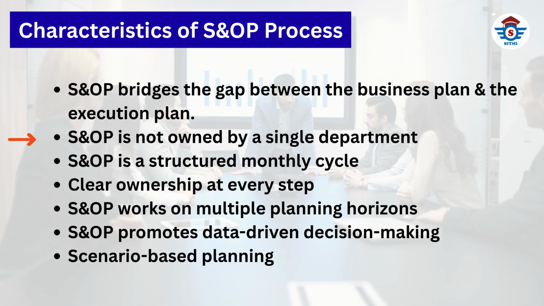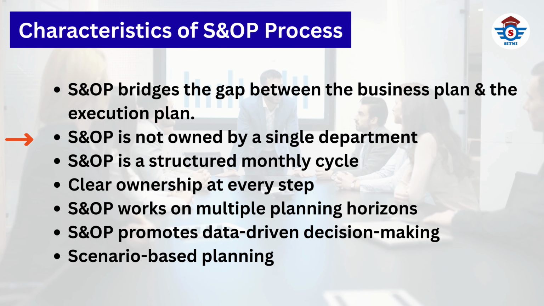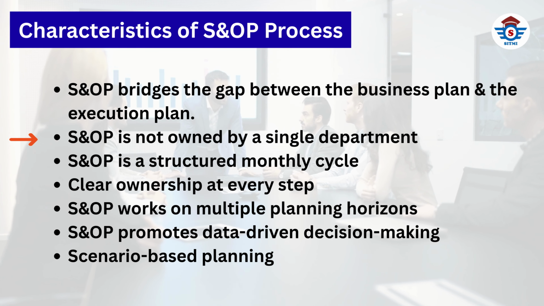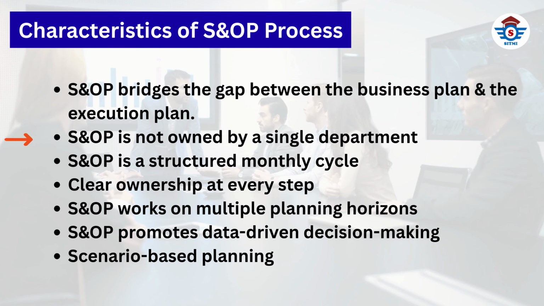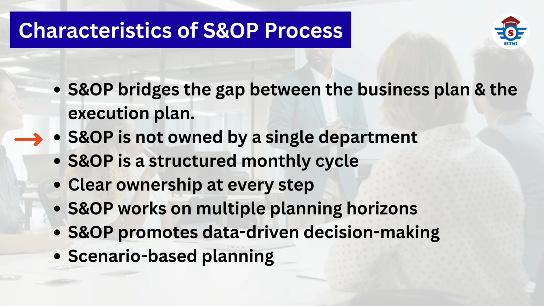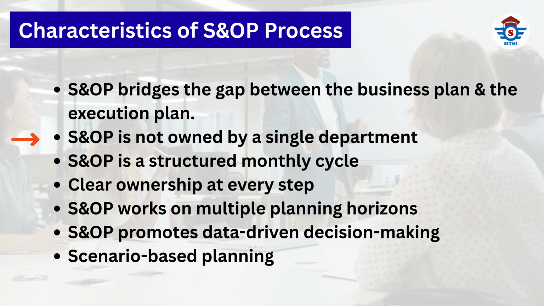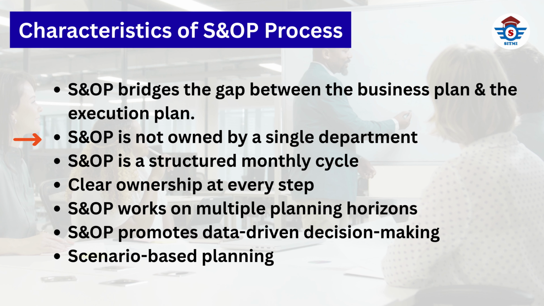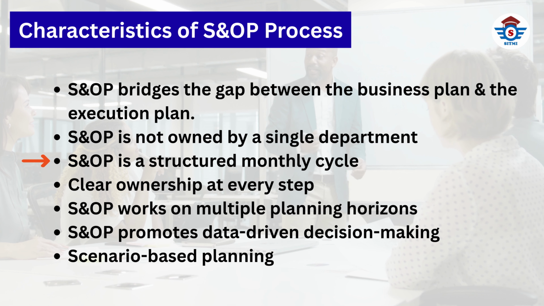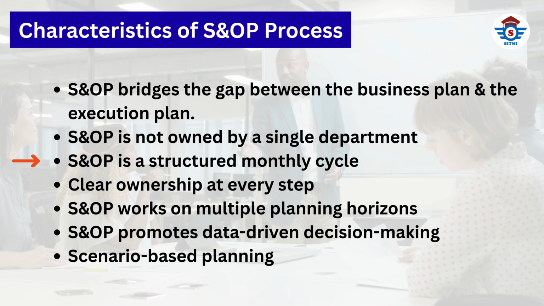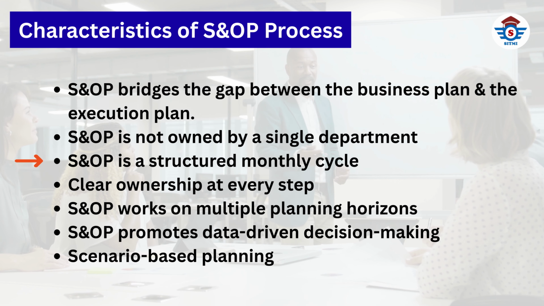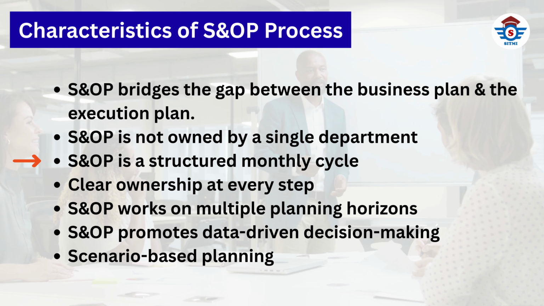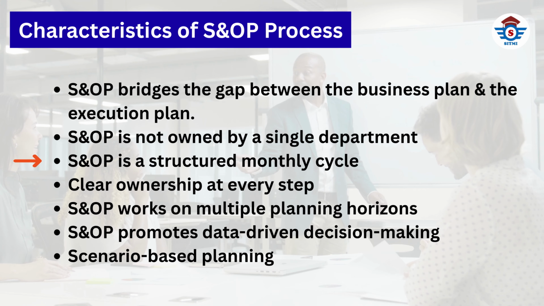The next characteristic is that S&OP is not owned by a single department. It is a shared ownership across demand planning, manufacturing, buying, stores, finance, sales, product management, and business leadership. No single team can run S&OP alone. The third characteristic is that S&OP is a structured monthly cycle, not a one-time exercise. The 5 S&OP steps represent 5 different meetings involving different participants, happening every month in a fixed sequence.